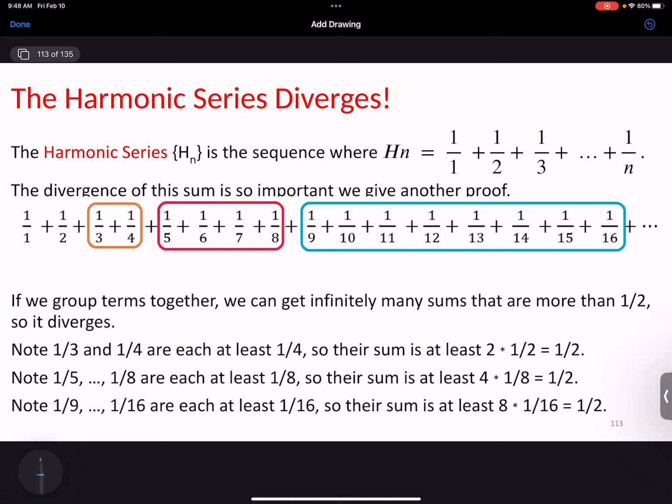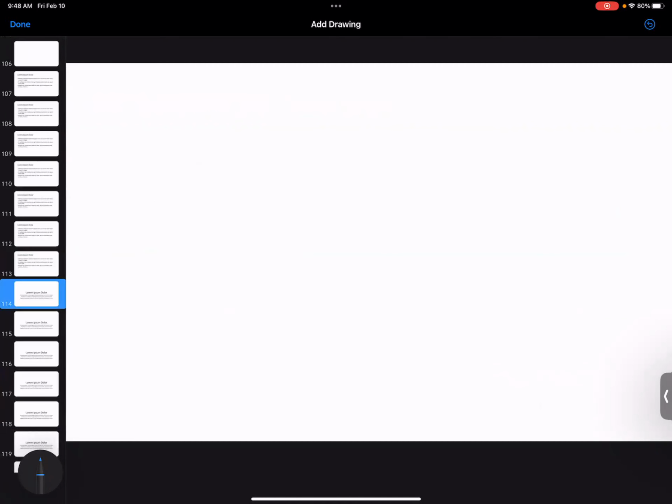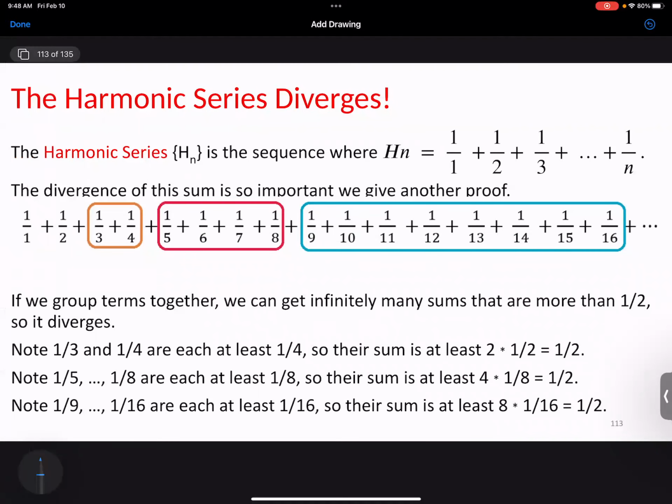You could similarly do upper bounds. Instead of replacing things with things that are a little bit low, I could replace things with a little bit higher, and I could sandwich this. And this is one of the themes the book talks about: if you have a sum, sometimes you can sandwich it between two things you understand, and you can get a sense of its behavior. Okay, and so here, this is a proof that the harmonic series diverges.